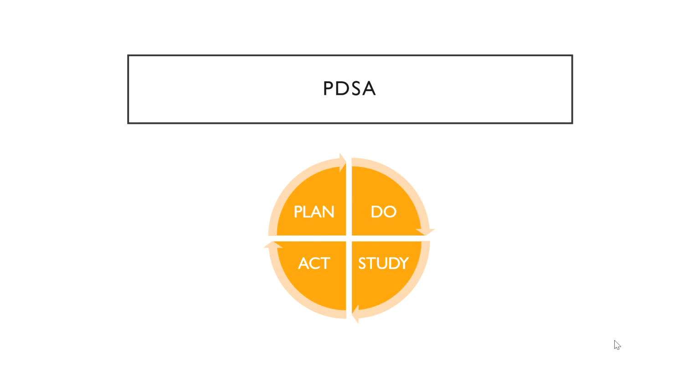So if, for example, the average discharge time decreased by 20%, but some staff were a bit confused about the process or they were unhappy with the process, we might need to make some adjustments. And then act. So you need to decide whether you're going to adopt, adjust, or abandon the change based on the results. And if the change was successful, you're going to standardise it across the organisation. But if it didn't meet your expectations, you're going to refine it and run another PDSA cycle.